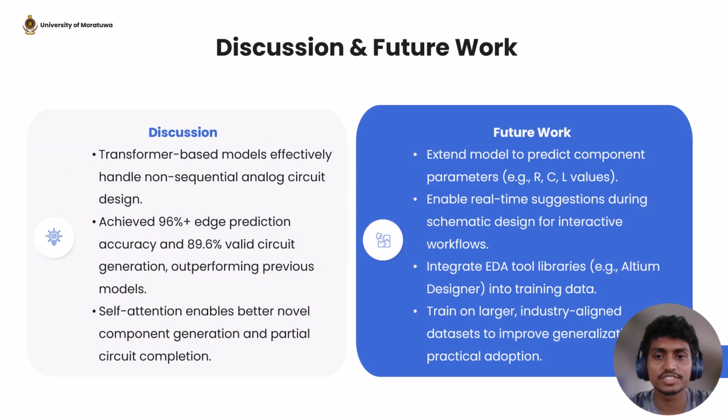The real innovation of cktFormer is in how it uses transformer attention to capture the global structure of circuits, not just local patterns. That makes it great for both creating full designs and completing partial ones. So, what's next? We want to train on real-world circuit designs that use component libraries from tools like KiCad and LTspice. We want to predict actual component values like resistance or capacitance. Maybe even add graph neural networks into the mix for deeper insights. And eventually build real-time design suggestions like autocomplete but for circuits.